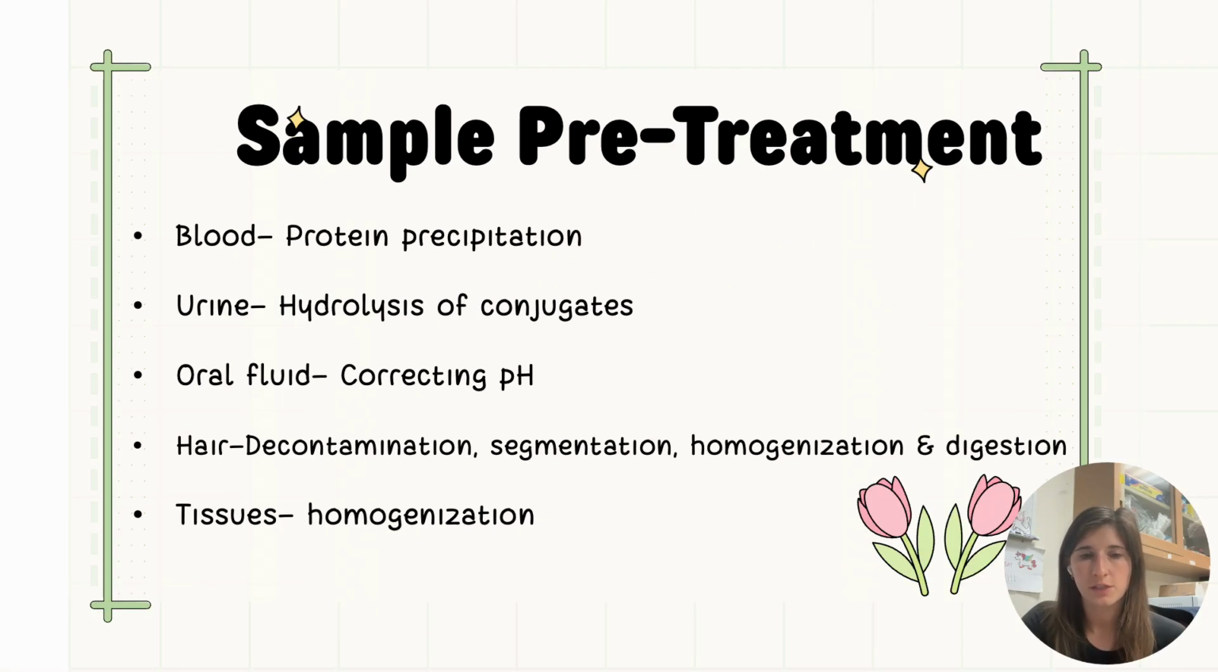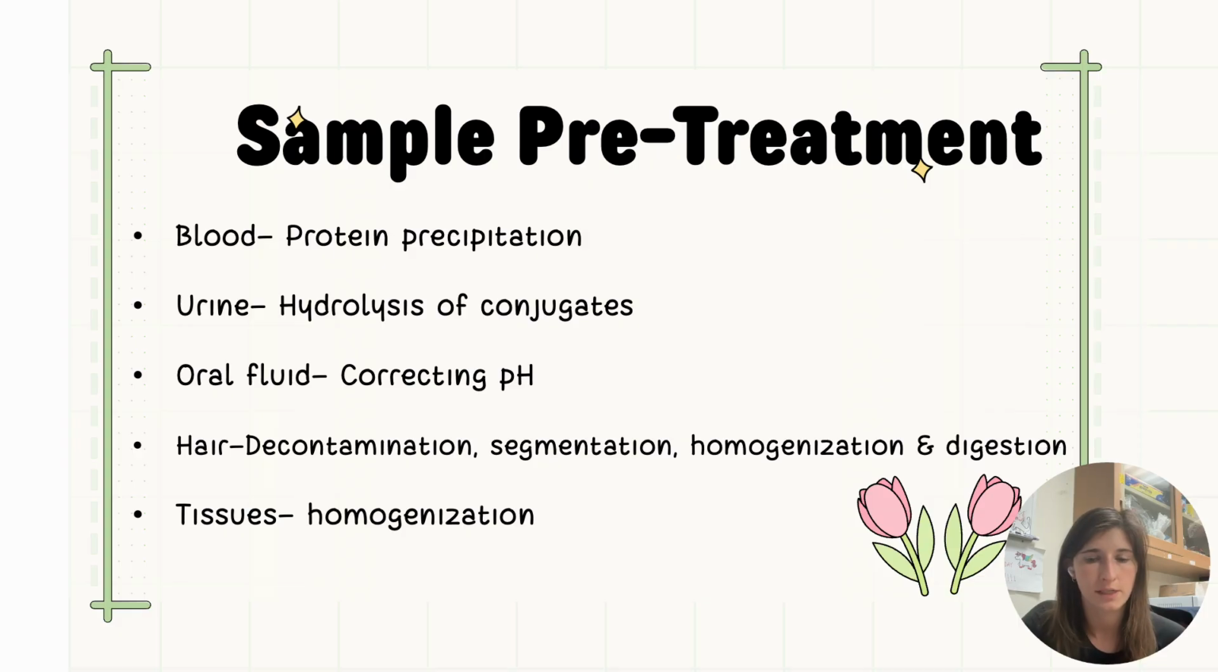For sample pretreatment, it's going to depend on the type of matrix that we're using. For blood, we are mainly going to be doing protein precipitation, and we are going to be doing this using an acid. Before the extraction procedure can begin, it's necessary to determine the total drug in the plasma of the blood and to remove interferences for the extraction analysis.